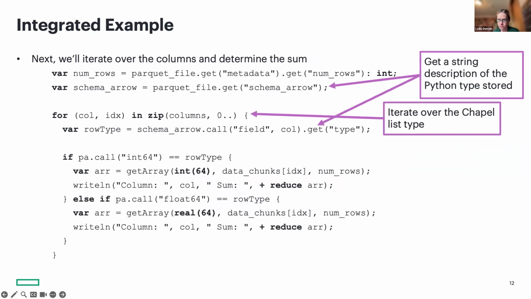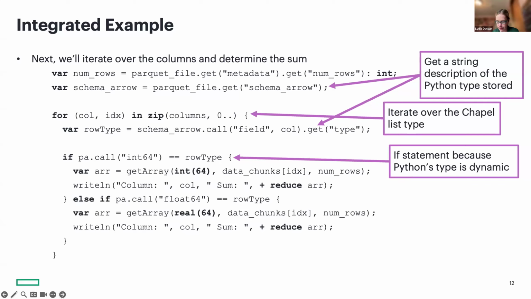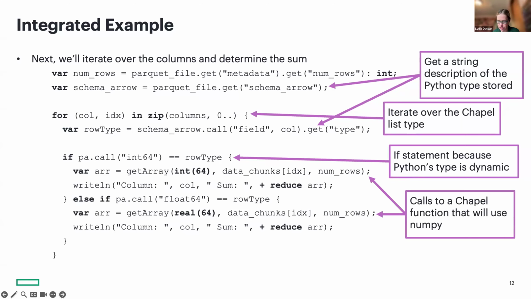We will then iterate over the Chapel list of string columns again. And within the body of the loop, we need to account for Python's dynamic type, but we can take advantage of Chapel's generic functionality to still call the same function. This function will use numpy to gather all the chunks together into a single array, which we can then sum using Chapel reductions. Next slide, please.